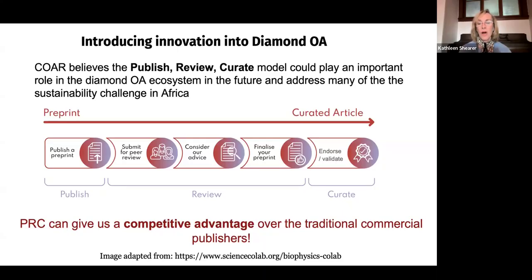We think it is a low cost and also a more transparent way of publishing. So it has a lot of benefits beyond traditional publishing, and it can also give us a kind of competitive advantage over the commercial publishers because we can create this very interconnected ecosystem.